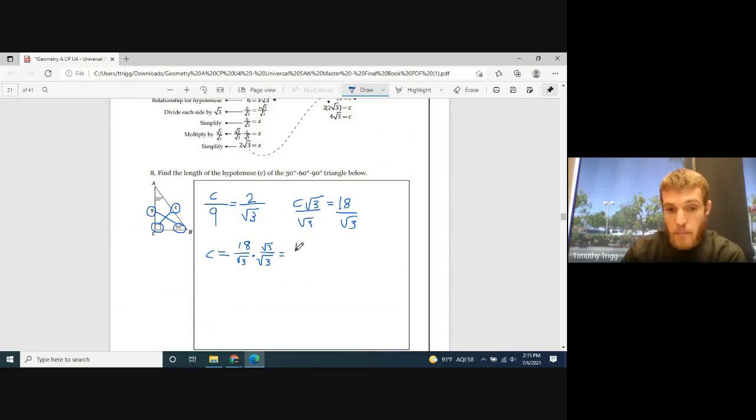That gives us on top 18 square root of 3. And on bottom, square root of 3 times square root of 3 is just 3. The 18 over 3, 18 divided by 3, well, that's 6. And we still have square root of 3. Okay. And there you go. That's the length of the hypotenuse in this case. It's 6 square root of 3.